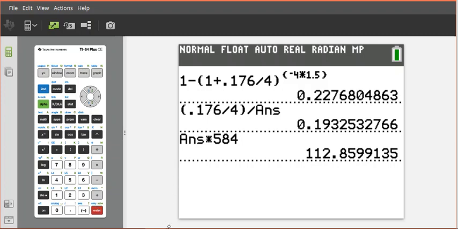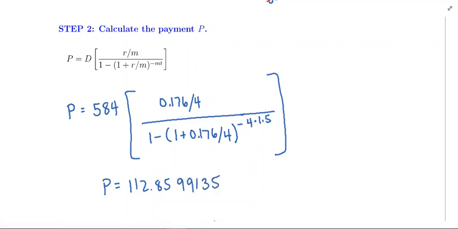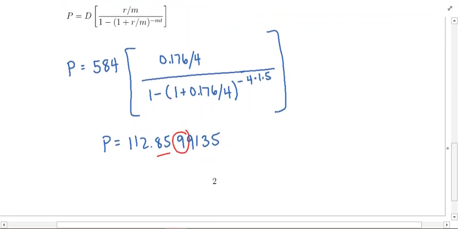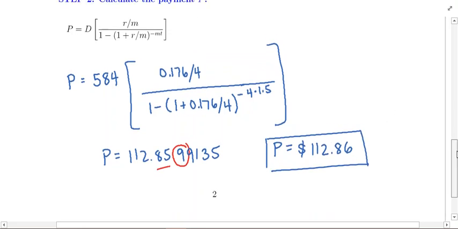Let's jot this number down. P is equal to what came out of the calculator. It's dollars and cents, so you have to round to the nearest cent. We've got 85 cents, and there's a 9 that comes after, so we need to bump this up a cent. So our quarterly payment is going to be $112.86.